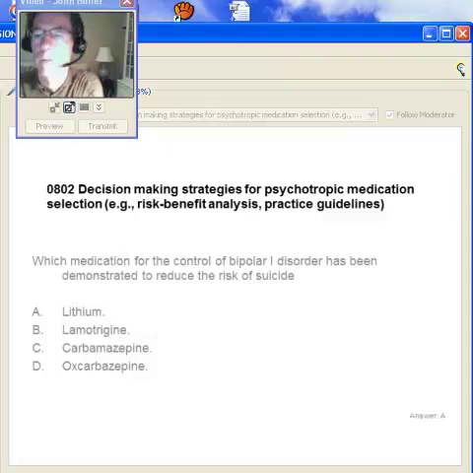Special population still, the antidepressant approved by the FDA for the use of pediatric patients has been fluoxetine. Is there a new one out? Anybody aware of that, who are seeing children? Okay. C is the answer, that's right. Okay.